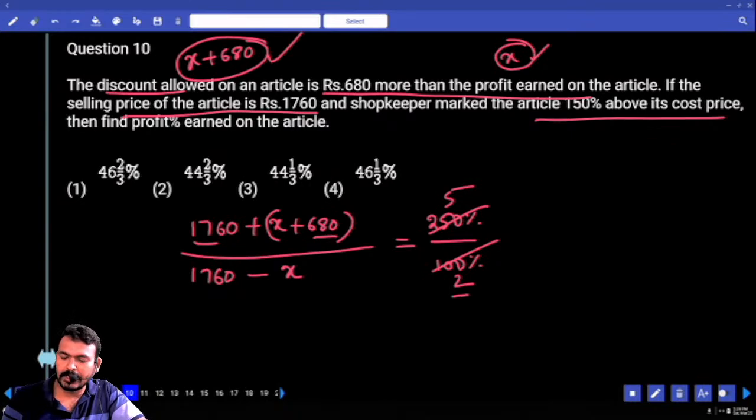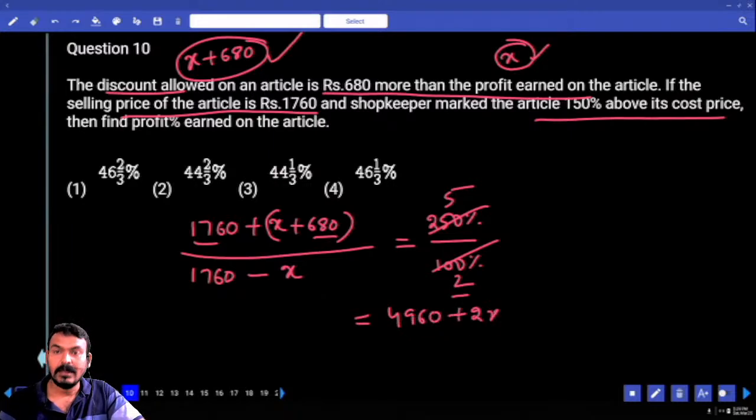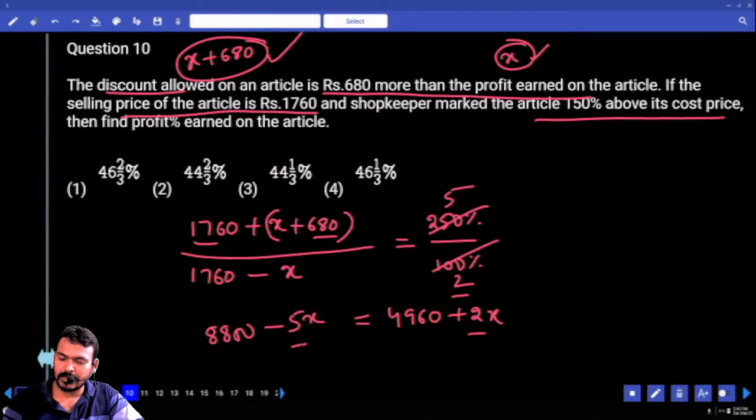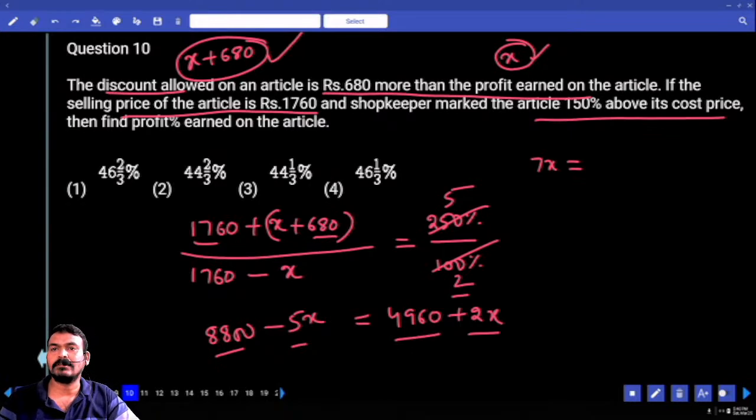2440, into how many times? 2 times or not? It is 2440. Double means it is 4960 or not? 4960 plus 2x or not? Next, left hand side 5 into 1760. 5 into 1760 means 8500 plus 300, 8800 minus 5x or not? Minus 5x. Negative 5x becomes positive 5x. Total it is how much? 7x. That is equal to 8800 minus 4960.